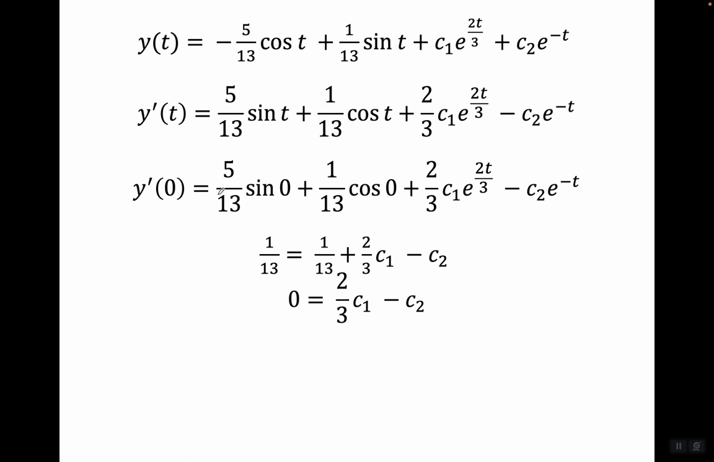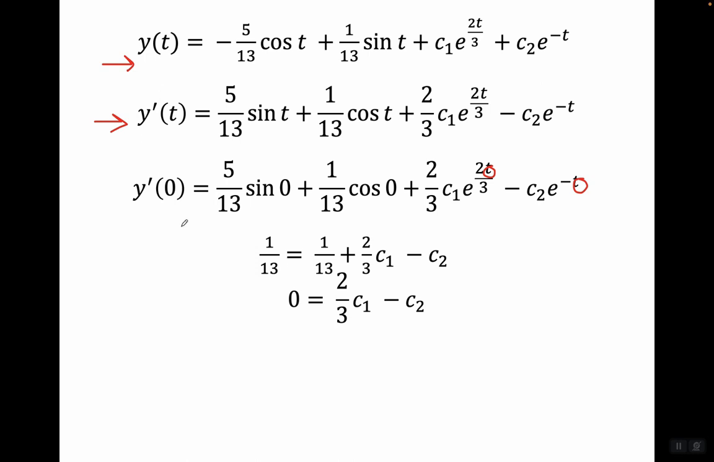Again, we have y of t equals this. So that means y prime equals this: 5/13 sine t plus 1/13 cosine t plus 2/3 c1 e to the 2t over 3 minus c2 e to the negative t. Why on earth am I doing this? Because we know what y prime of 0 is. So let's plug in 0. Y prime of 0 is 5/13 times sine 0 plus 1/13 cosine 0 plus 2/3 times c1 e to the 0, oh, that should be 0 over there, sorry about that, folks, plus minus c2 e to the negative 0, that should also be a 0.